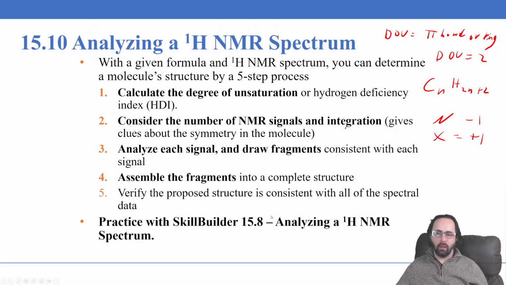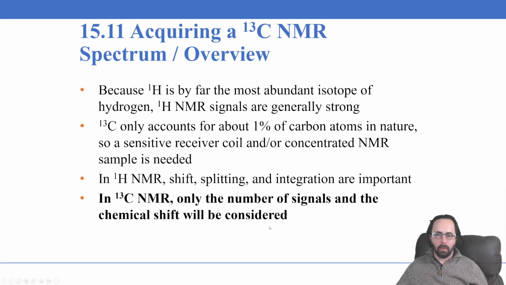So that's proton NMR spectroscopy. Another valuable type of NMR spectroscopy is carbon-13 NMR spectroscopy. Because protons are by far the most abundant isotope of hydrogen, you're going to get strong NMR signals. But carbon-13 is only 1% of the carbon atoms in nature. So you're going to need a very sensitive receiver. You're going to need a concentrated NMR sample, not diluted too much.